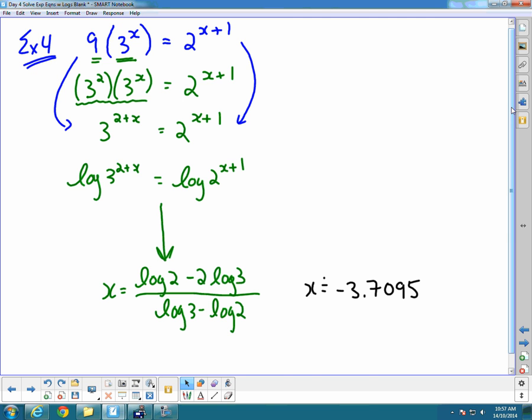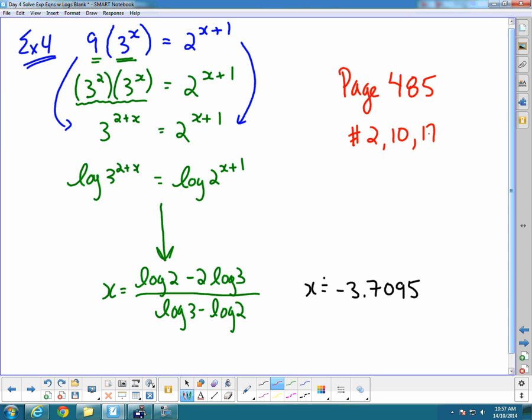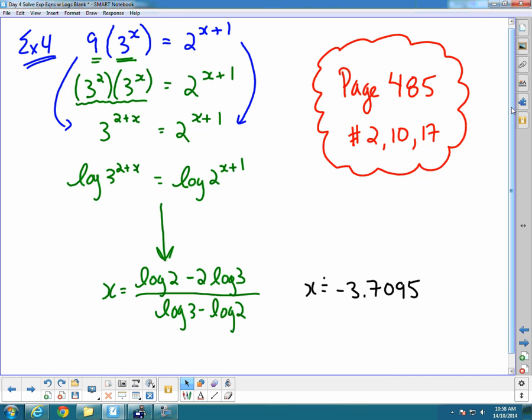Okay, so that's it for now. Time to practice. Practice can be found on page 485, number 2, 10, and 17. You should have lots of time to practice today. Of course, if you get that finished, you can look at finishing some of your practice from the last couple of days. Good luck.